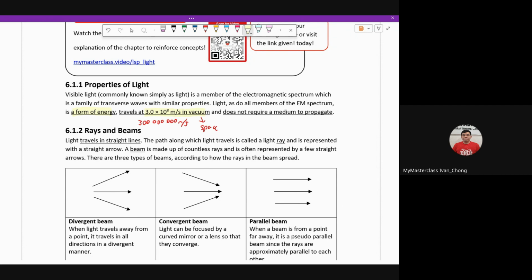Okay, and light doesn't require a medium to travel. So this word propagate itself just means the word travel. This means that light from the sun, which travels all the way from outer space, can reach us on Earth. This is something that we're all familiar with. And we learn that light travels in a straight line over here.